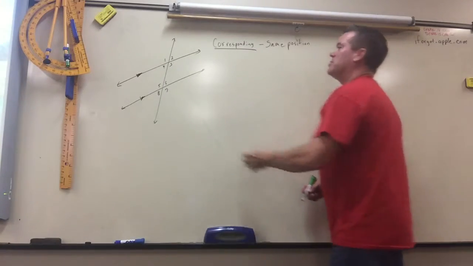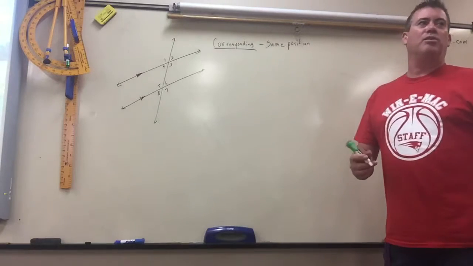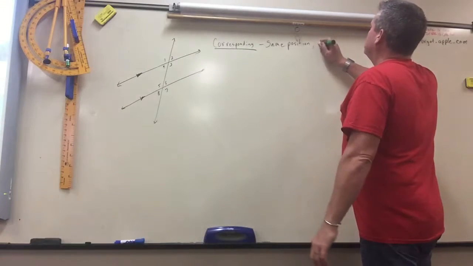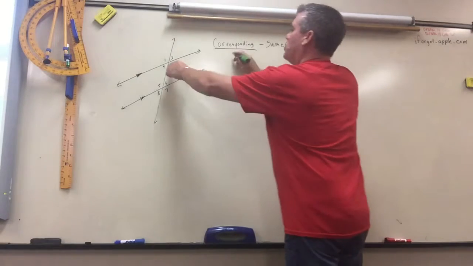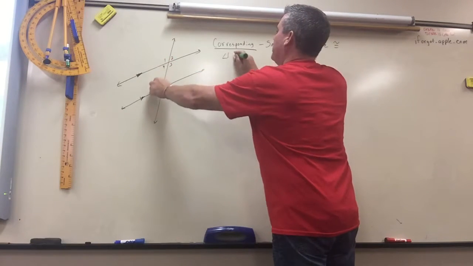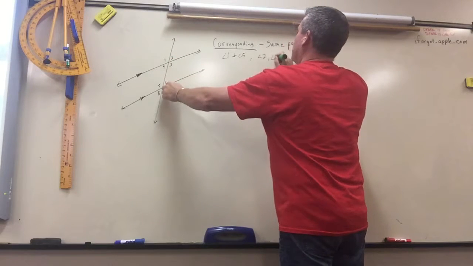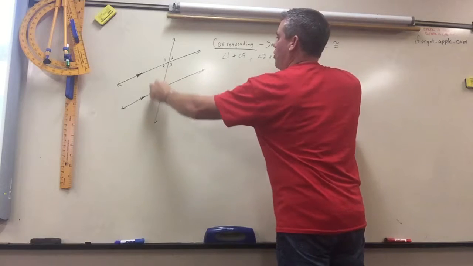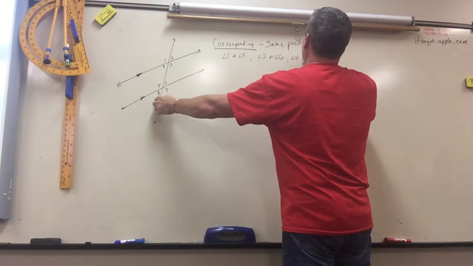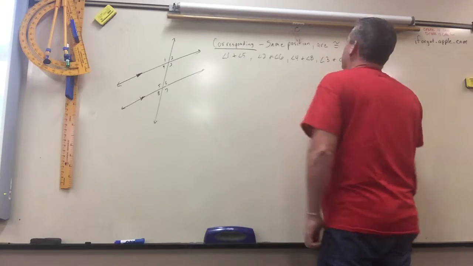Now when the lines are parallel, corresponding angles are congruent. They're equal to each other. So the corresponding angles are angle 1 and angle 5. Angle 2, 6, 4 and 8, and 3 and 7. Okay?